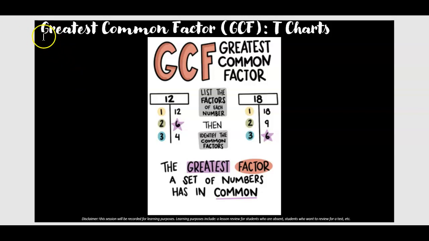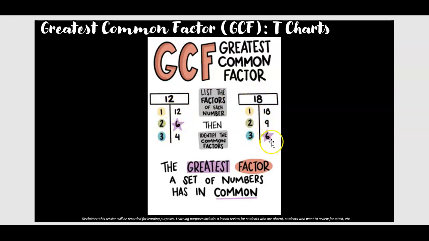I can count, right? Okay, greatest common factor, T-charts. Ooh, this is new. I never saw this before this year, and I'm digging it. So if you look for all the factors of 12, well, 1 times 12 is 12, 2 times 6 is 12, 3 times 4 is 12. Now list all the factors of 18: 1 times 18, 2 times 9, 3 times 6.